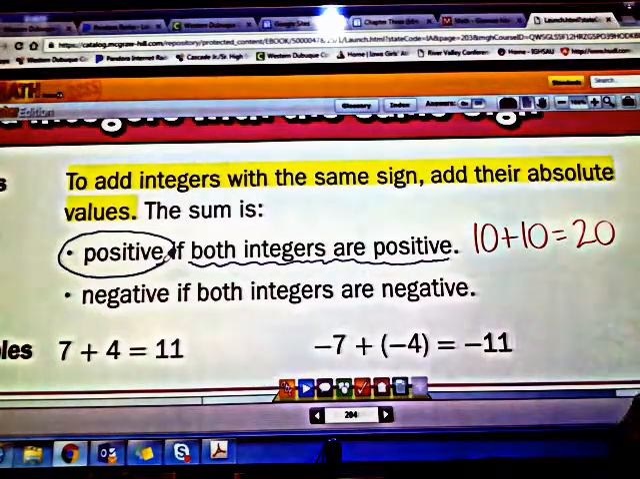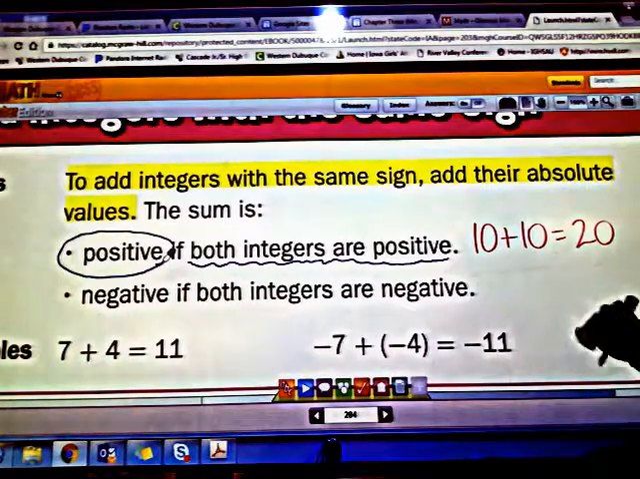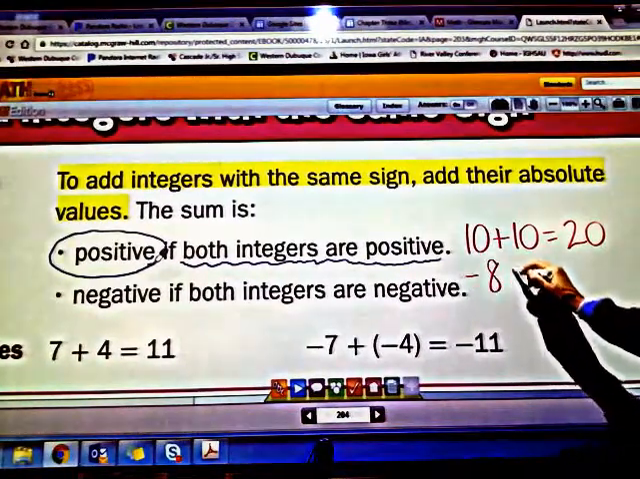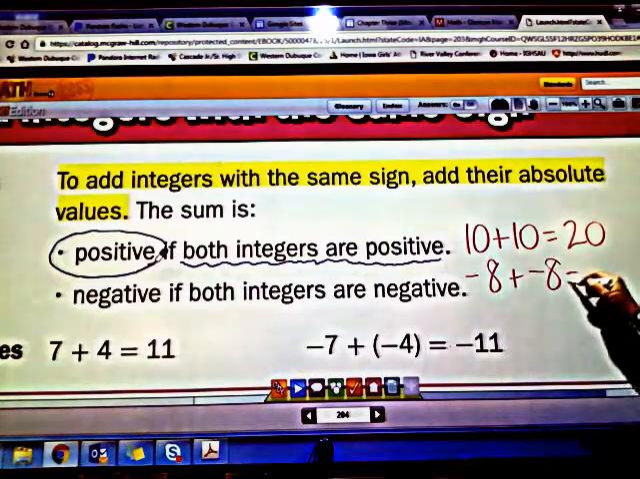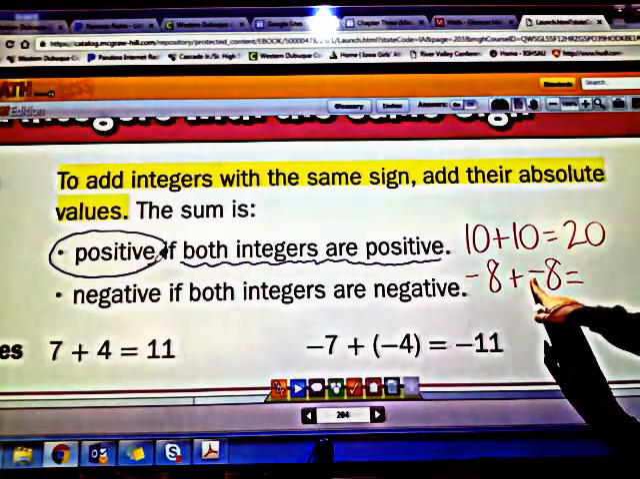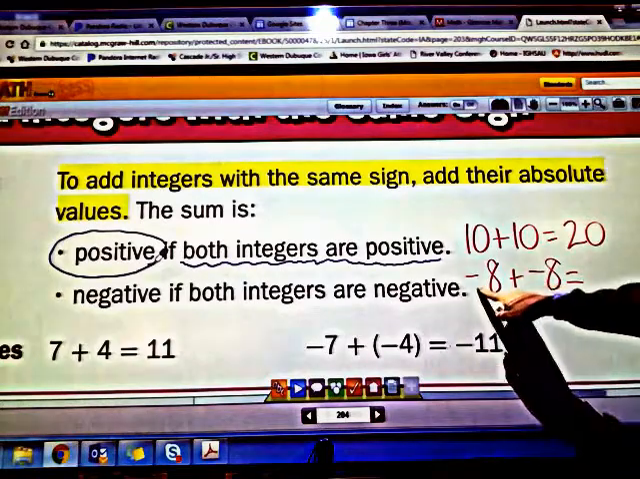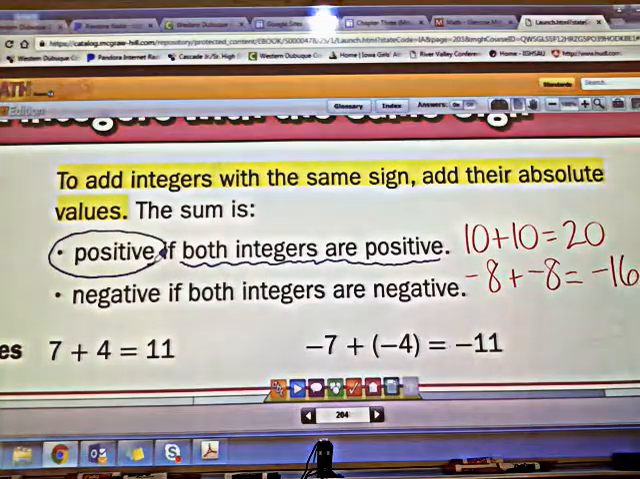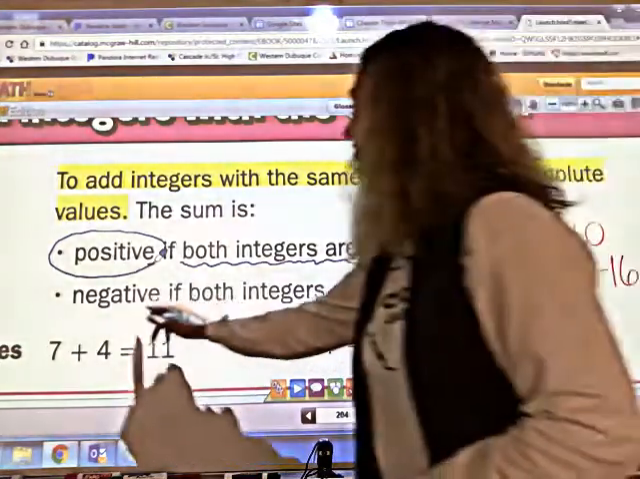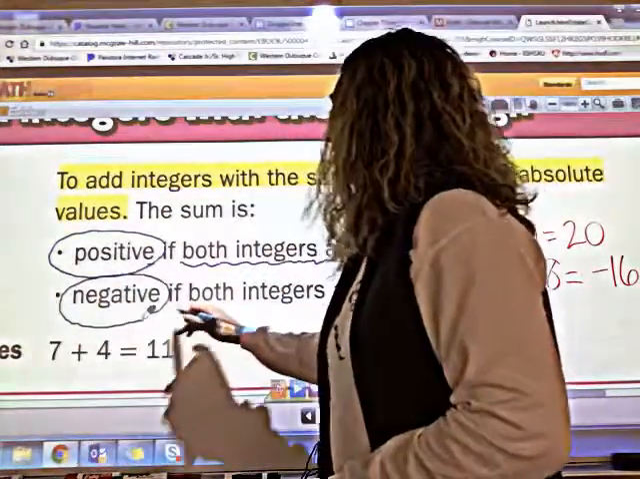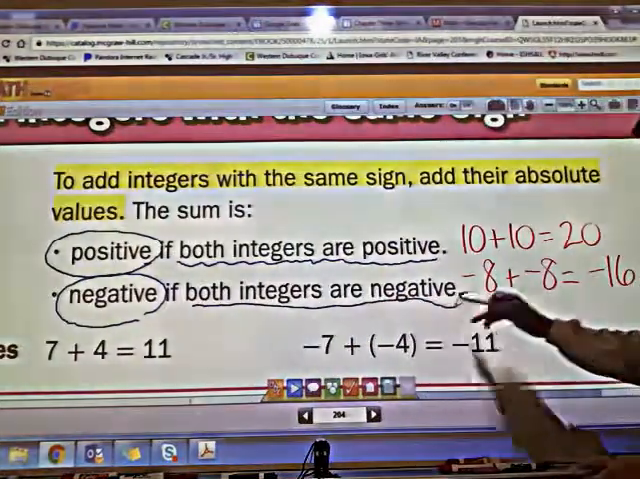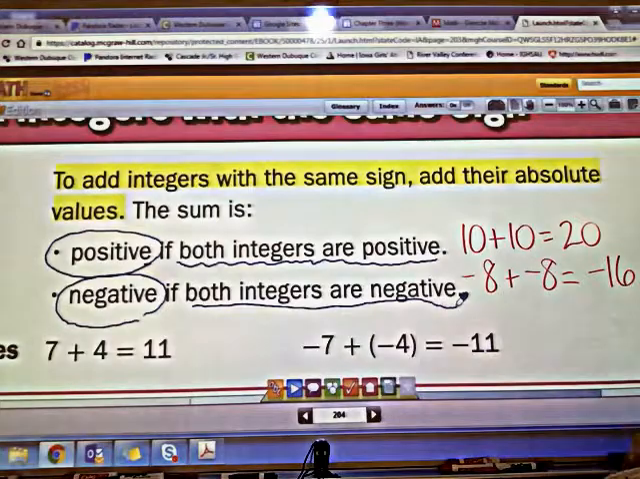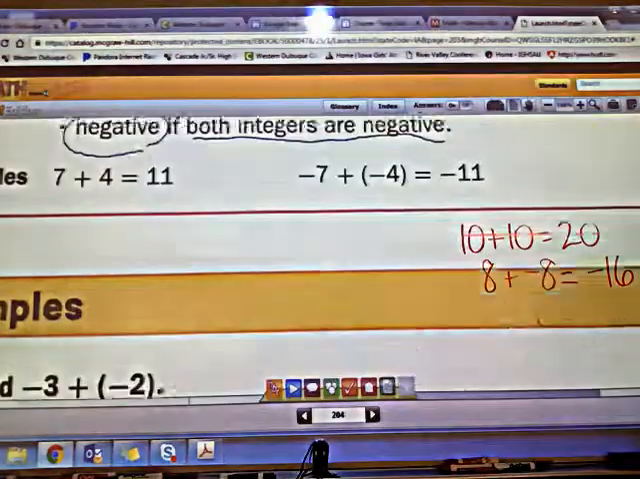Or on the other side of that, if I take -8 plus -8, in this case both of my signs are the same, they're both negatives. So -8 plus -8 means I'm going to have a -16, which leads us into the second bullet point here. They're both going to be negative if both integers are negative. And you can take a look at the examples as well that the book has shared with you.